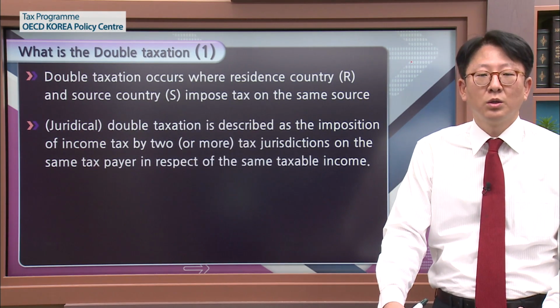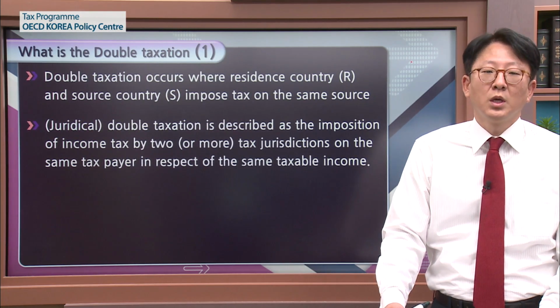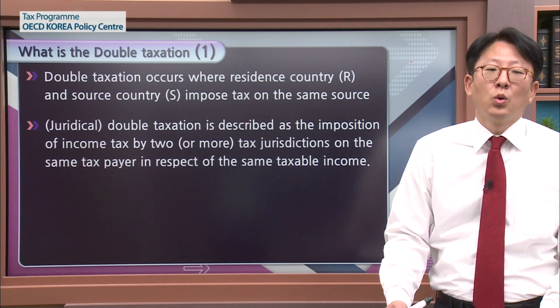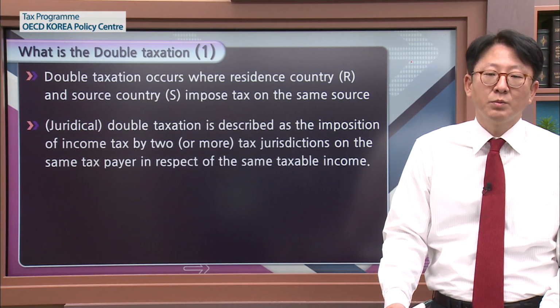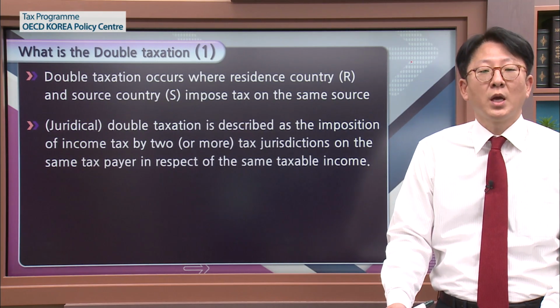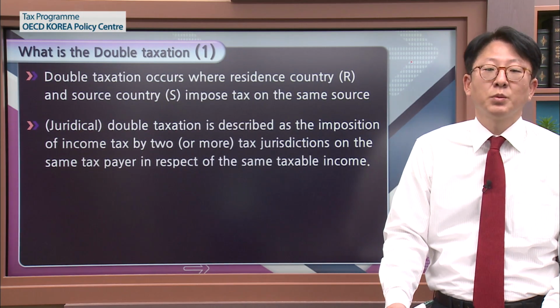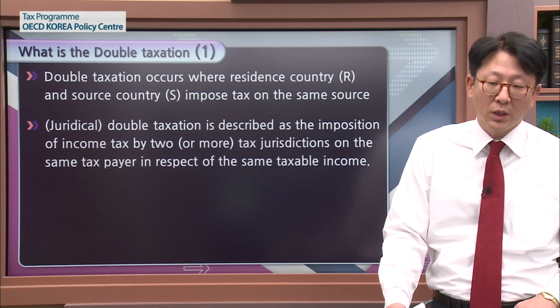Double taxation occurs where residence country and source country impose tax on the same source. Juridically, double taxation is described as the imposition of income tax by two or more tax jurisdictions on the same taxpayer in respect of the same taxable income.